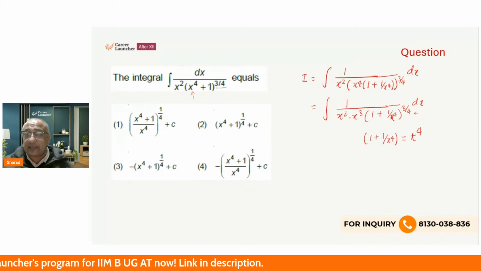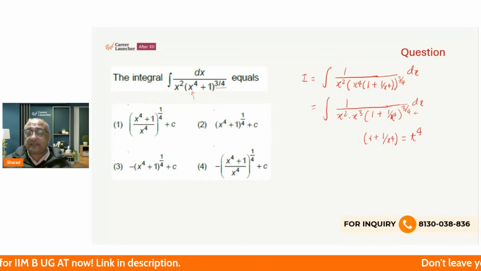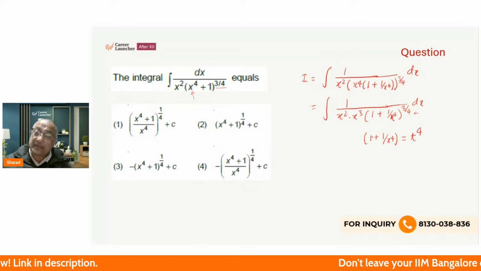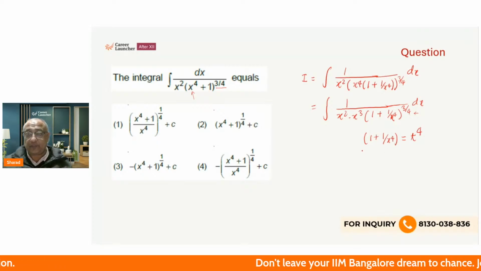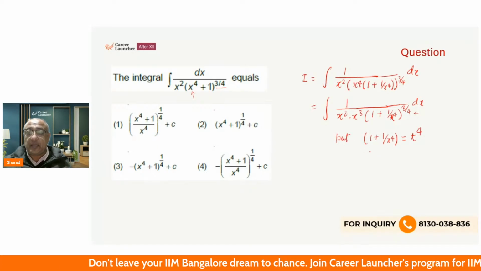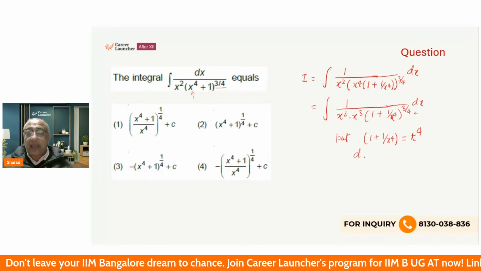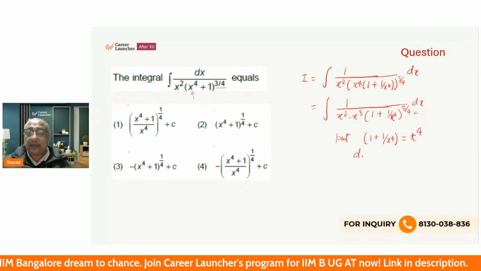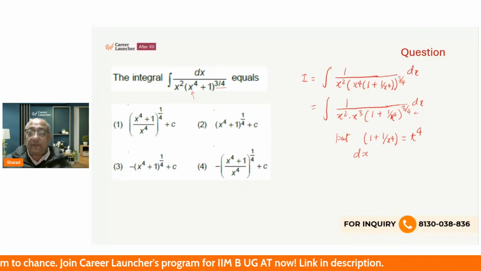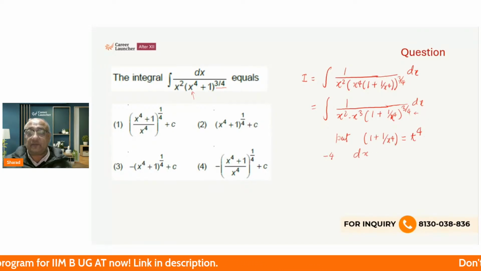Because this entire thing will not come t raised to the power 3 by 4, but it will come at 3. Do this. Okay, put this. This is the substitution method in integration. If I put this, I will differentiate and I'll get what? Differentiation of x raised to the power minus 4 will be minus 4 upon x raised to the power 5.